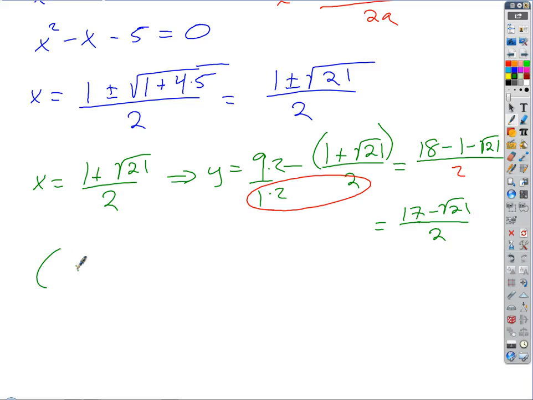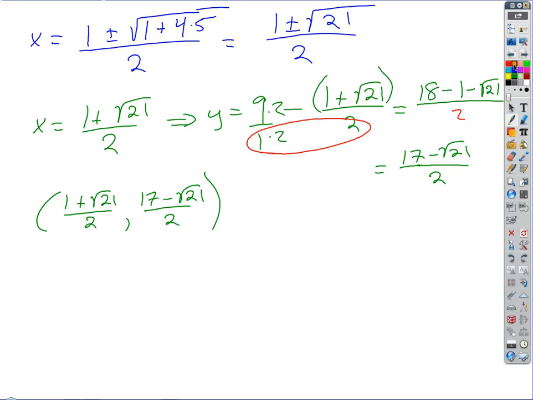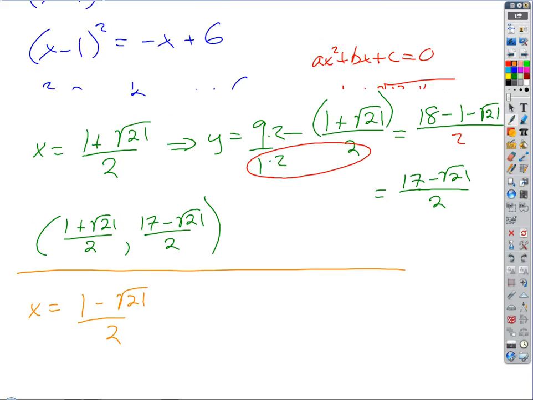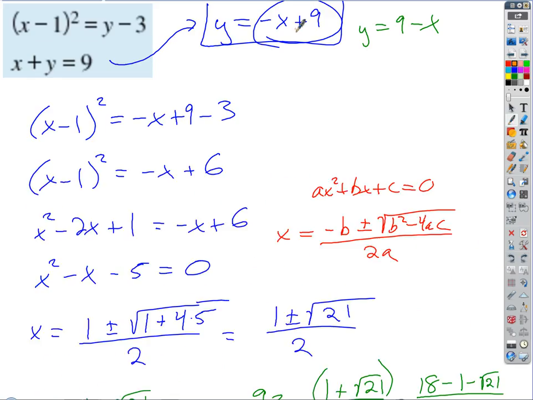So one answer is the x-coordinate is 1 plus square root of 21 over 2, and y is 17 minus square root of 21 over 2. And then we could do the very same thing. Maybe we won't even do it. We could do the very same thing for our other solution, which is x equals 1 minus square root of 21 over 2, right? We could substitute that in to this equation and solve for y. Now get the other corresponding value of y. Does that make sense? Okay?